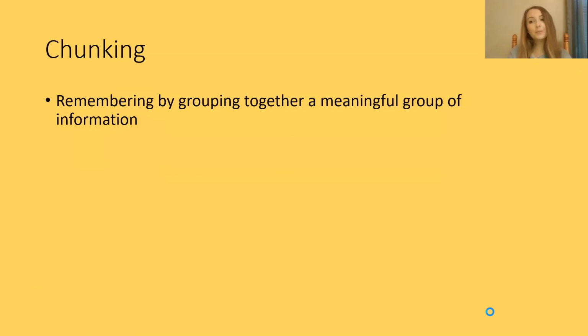The reason why you recognize the second group better than you did the first group is because of chunking. Chunking is when you use your memory to group together a meaningful group of information. It's really hard to remember the first set of words because they had no context, no meaning to you. But the second phrase was a whole sentence that you could easily remember, so it was easy to group together in your head to remember the information.